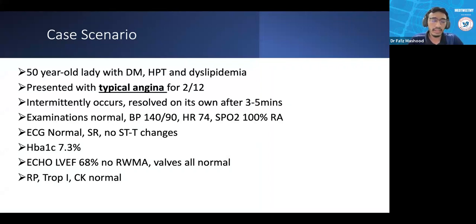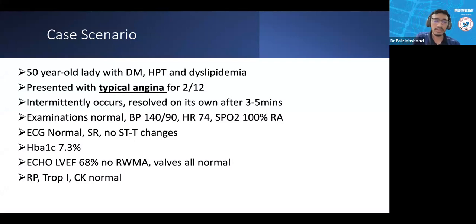She didn't consume any NSAIDs or analgesics or GTN. So examinations were completely unremarkable and vital signs were normal. And ECG was done, sinus rhythm and no ST-T changes despite serial ECG. And the HbA1c was 7.3%, I can say acceptable. And echo was done, showed left ventricular ejection fraction of 68%, which is considerably normal. No regional wall motion abnormality, and valves were all completely normal. And biochemical markers like cardiac enzymes, CK and Trop-I were completely normal as well.